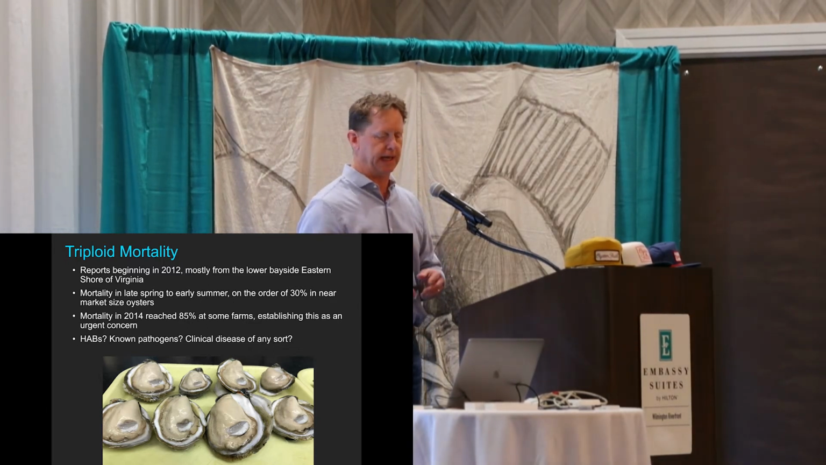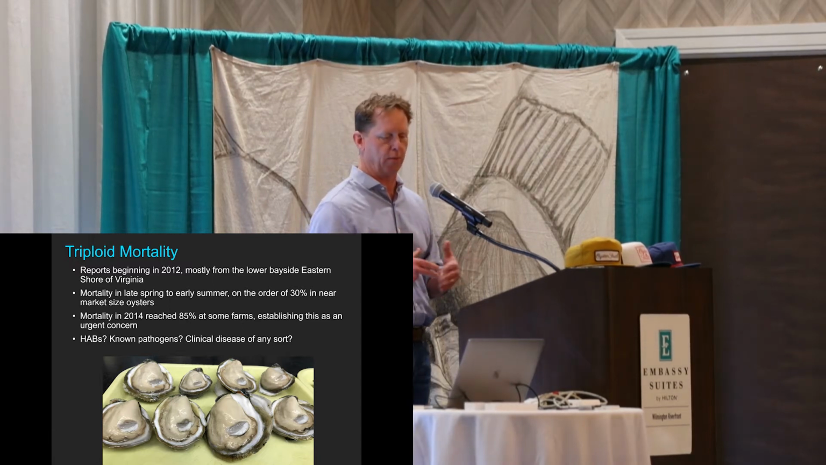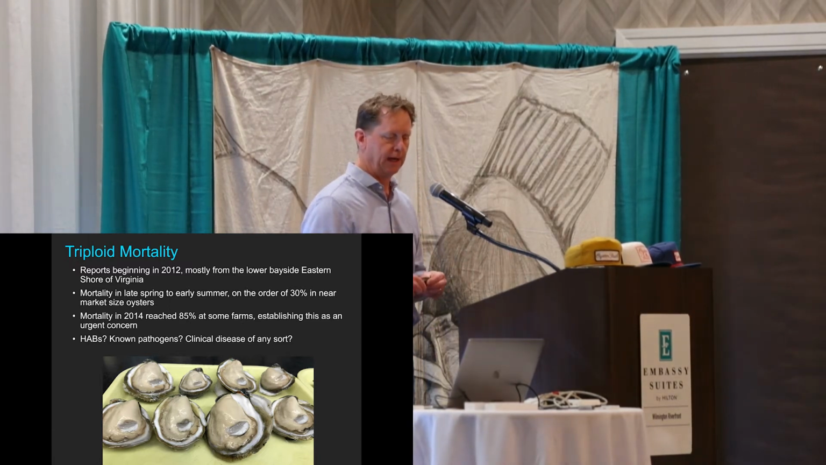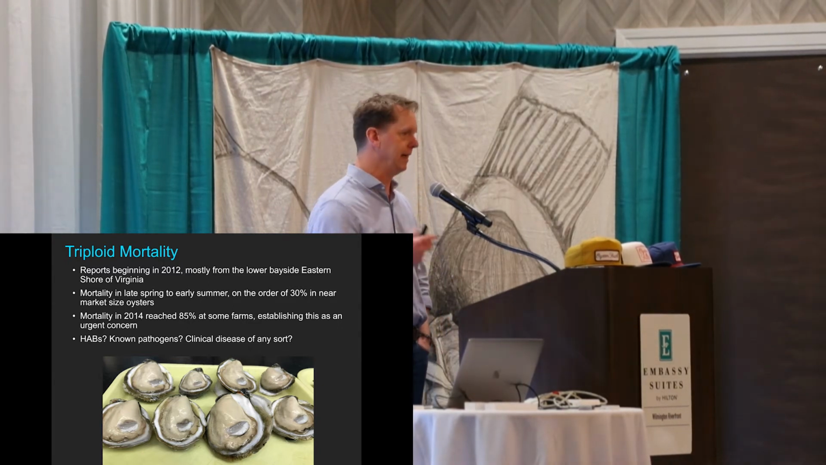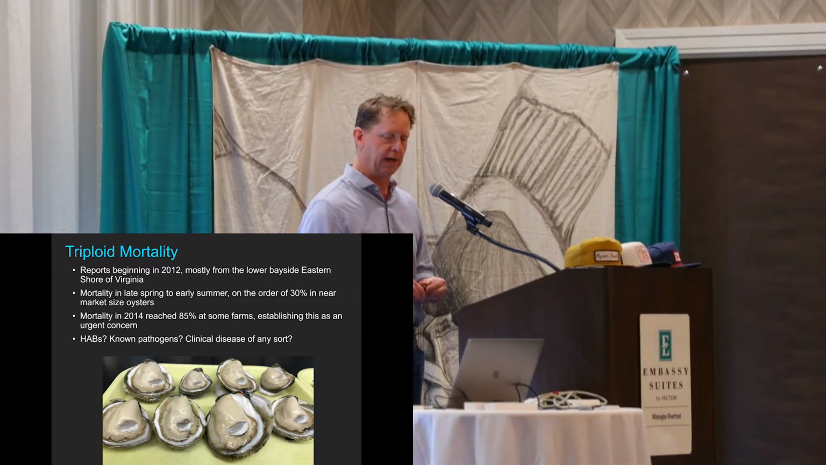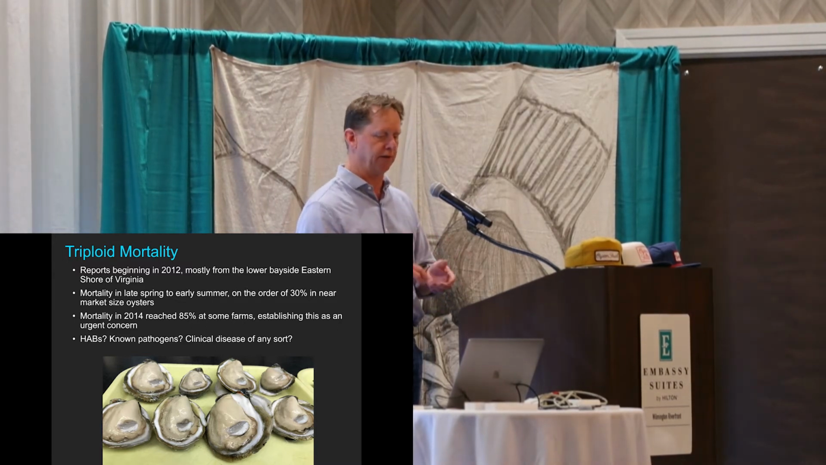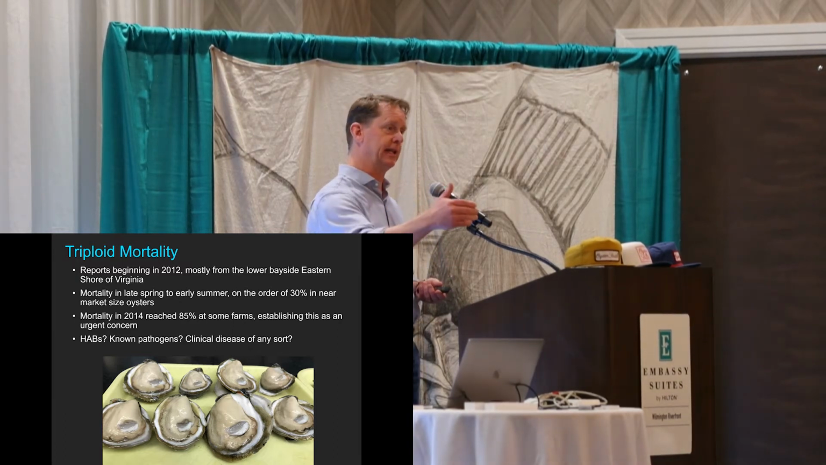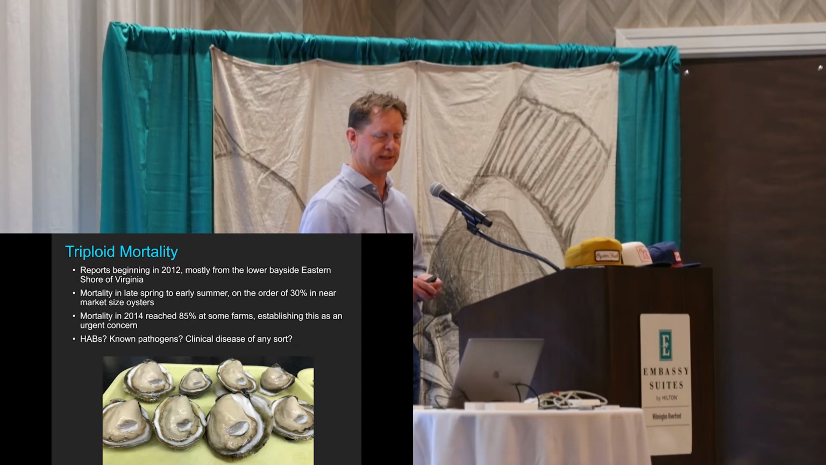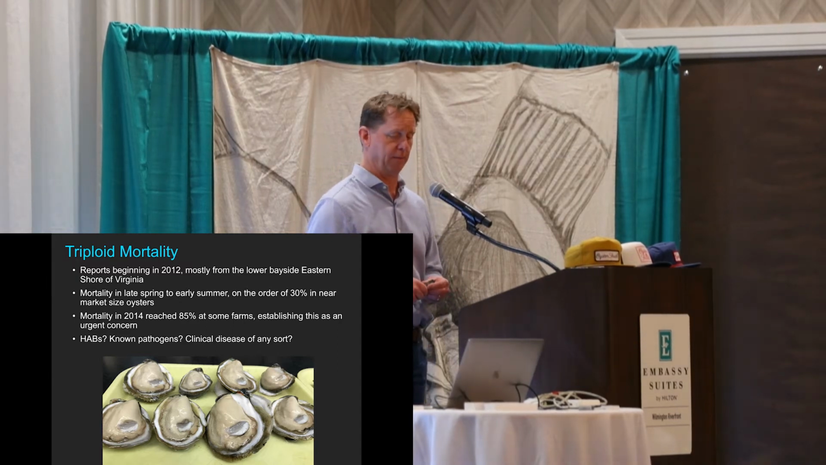Joey presented some of the data from Virginia. We've been looking at this more broadly and regionally. The first reports that we were registering in our pathology lab were about 2012, mostly farms from the lower Bayside of the Eastern Shore of Virginia. Mortality in the late spring and early summer was generally on the order of around 30%, and these were in market-size oysters, the front edge, the fastest growers of last year's planting, that were displaying mortality.